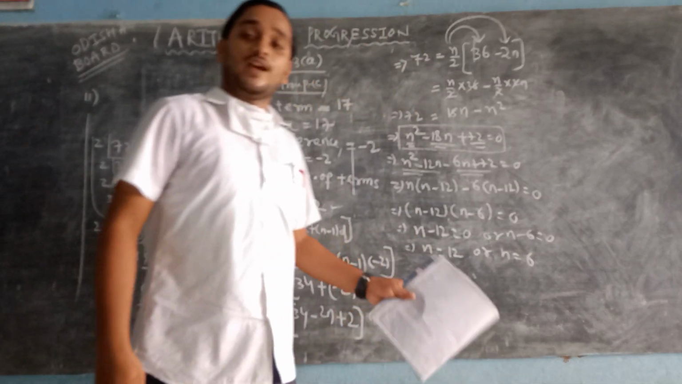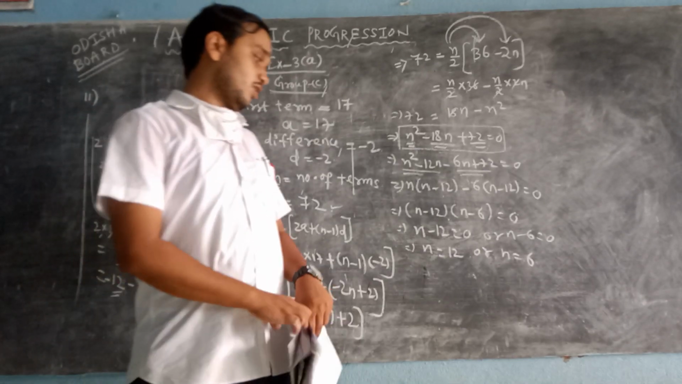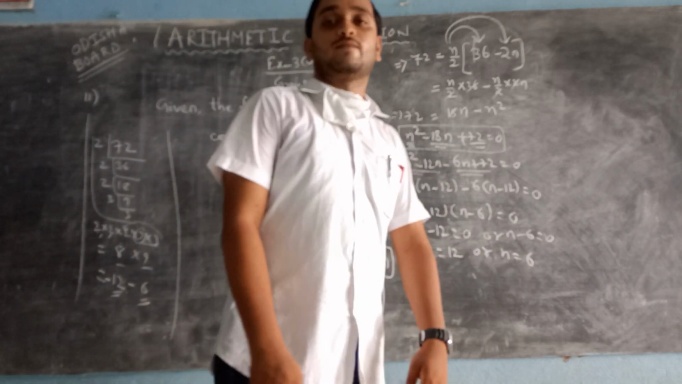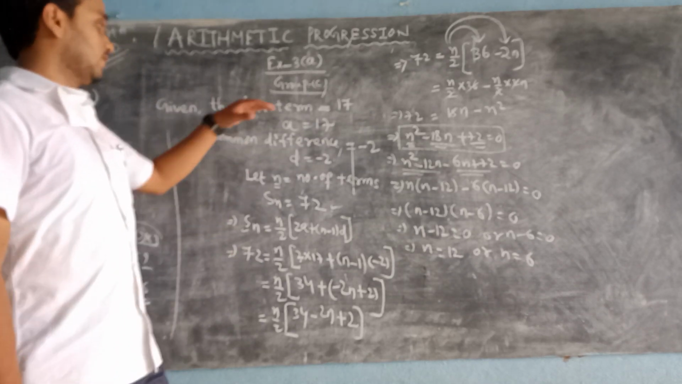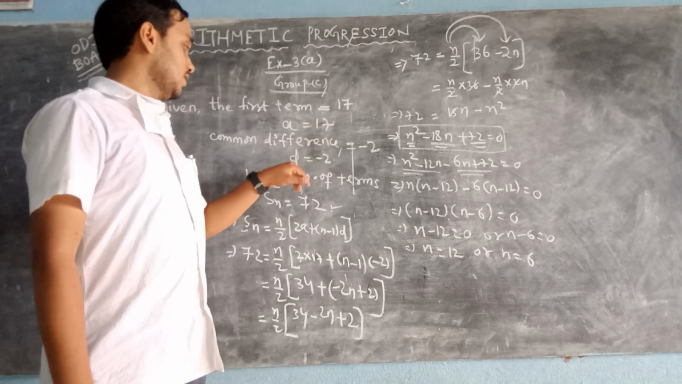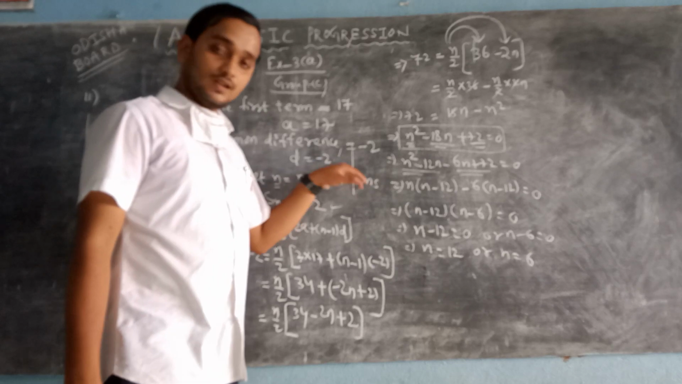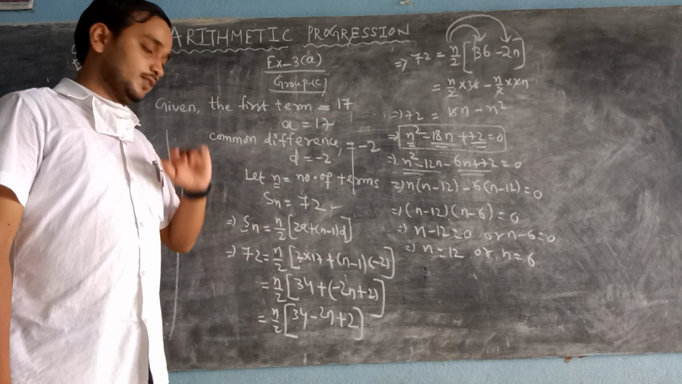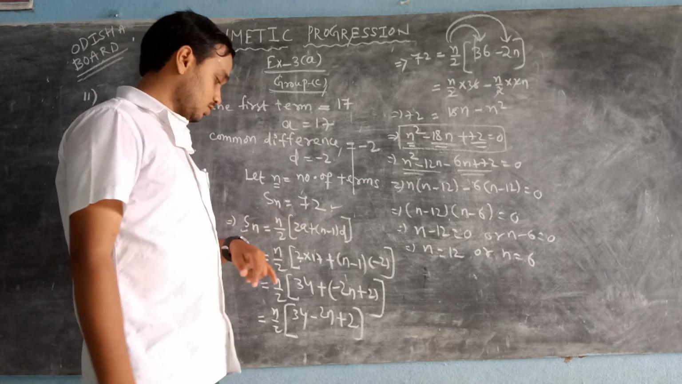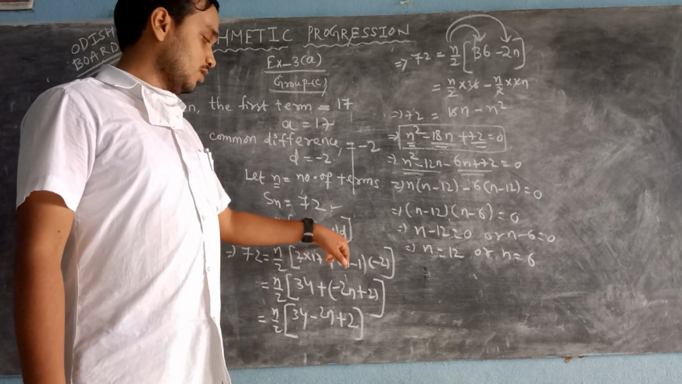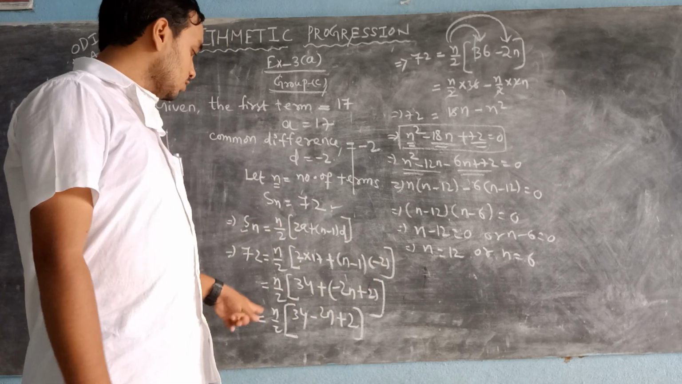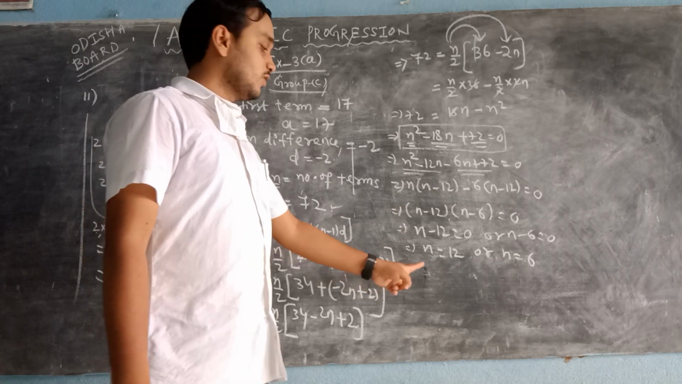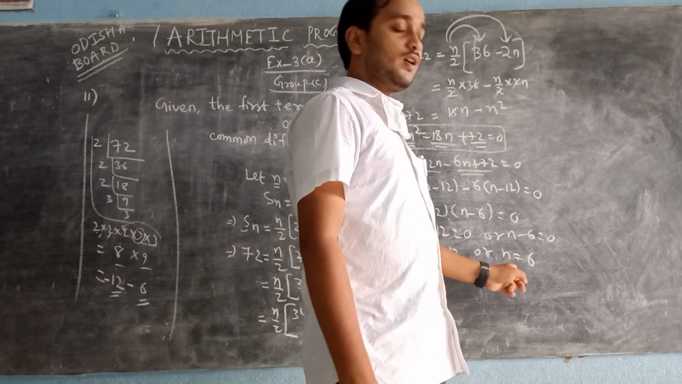Here the value of n is how many numbers? 12 or 6. Again I am repeating. The first term is 17, a is 17, common difference minus 2, d is minus 2, and any number of terms. We don't know how many terms, like 10. Sn is equal to 72. So Sn is equal to n by 2 into 2a plus n minus 1 d is the formula. By putting the values as per the question and solving like this, we will get n is equal to 12, n is equal to 6.